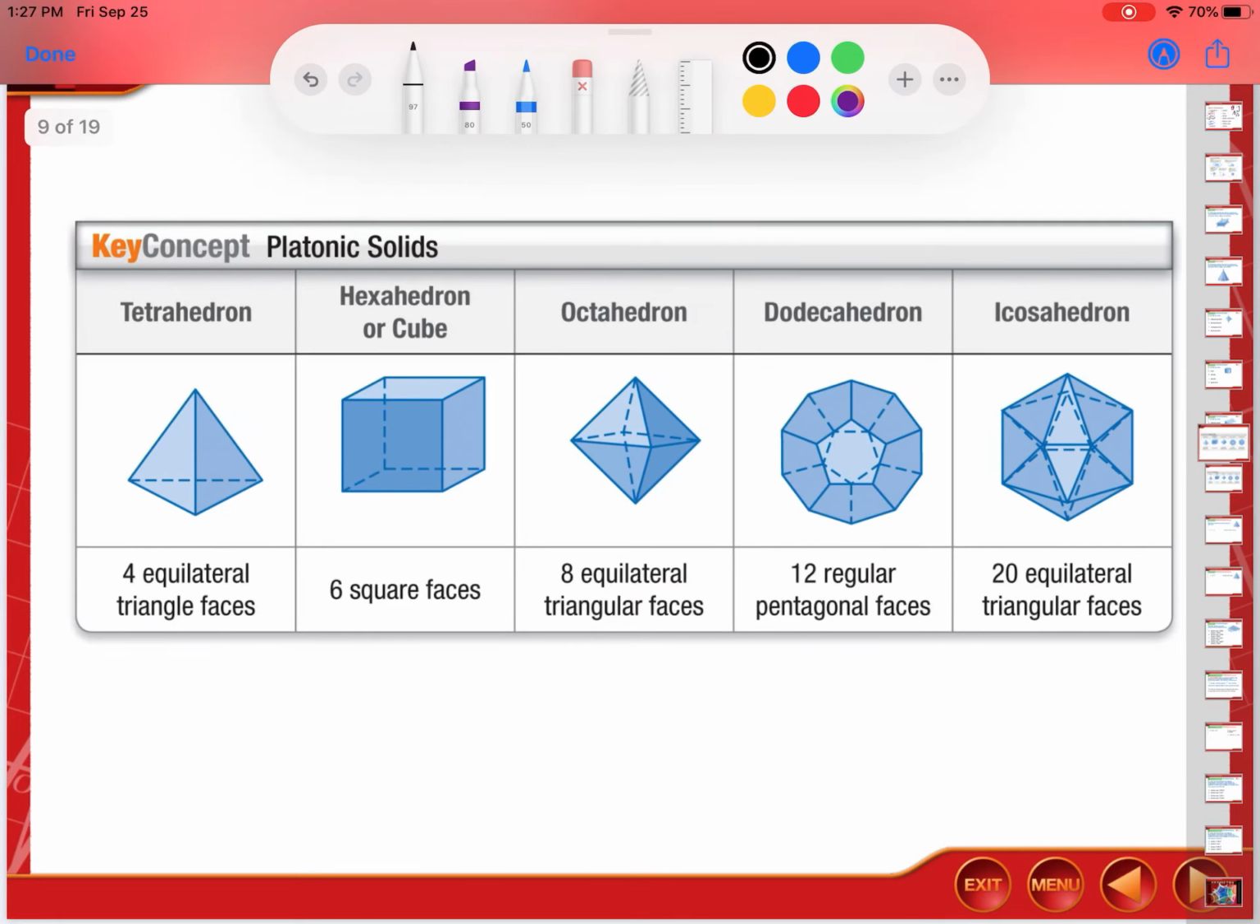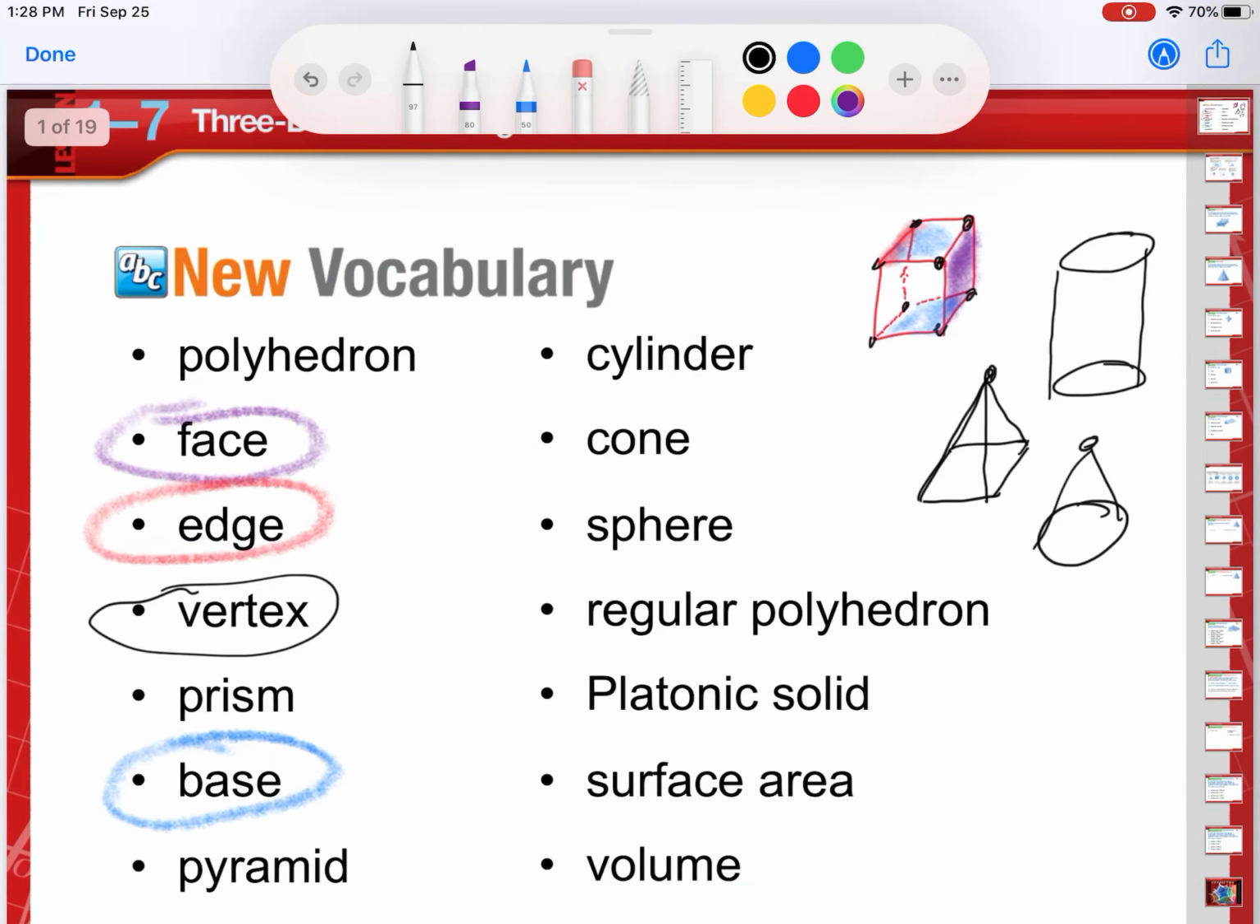So our regular polyhedrons, these are them listed on this slide. We have a tetrahedron, which is 4 equilateral triangle faces. A hexahedron, or a cube, has 6 square faces. And if you notice that all these are equilateral or regular shapes, that is because they have to all be regular shapes in order to be a regular polyhedron. So let's go back to the definition page. So that's regular polyhedrons. Those were also platonic solids.